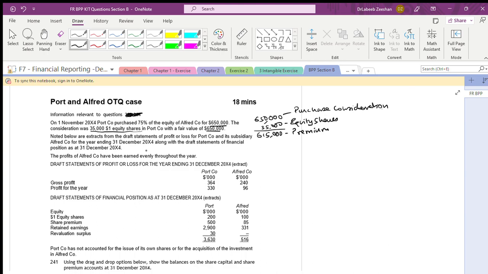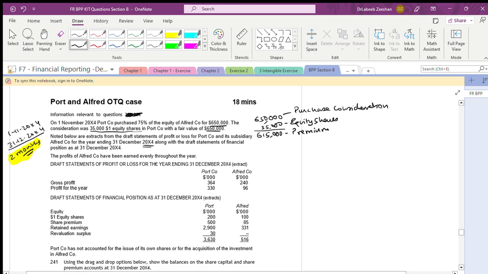Noted below are the extracts of the draft statement of profit and loss account of the subsidiary for the year ended 31st November. See, dates are very important: 1/11/2004 to 31/12/2004. How many months? Two months. We have to be very, very specific on this.